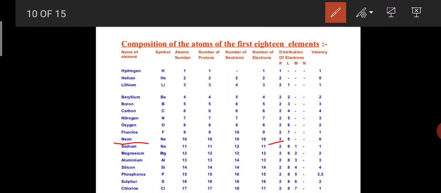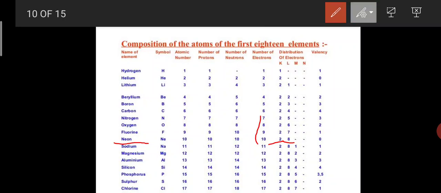Okay, and 8 electrons in the L shell. You can see this. Similarly, you can see the argon. Where is the argon? Find out the argon. You can see this is the helium, boron, neon, magnesium, and you can take the example of argon.